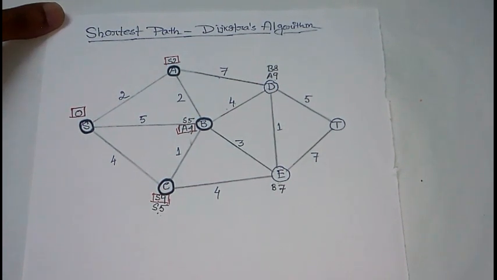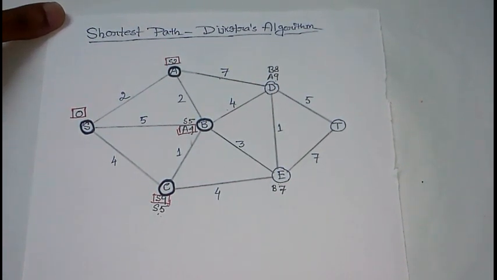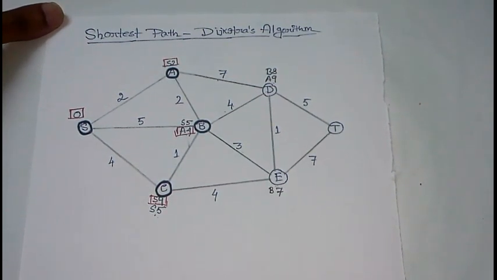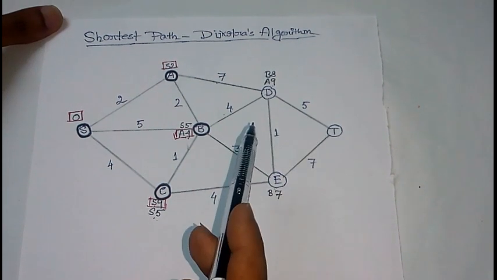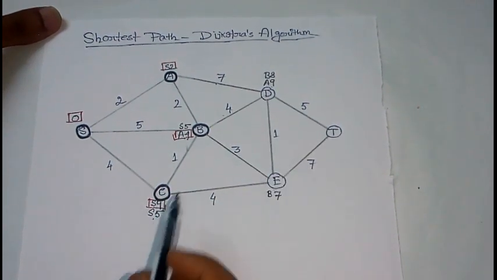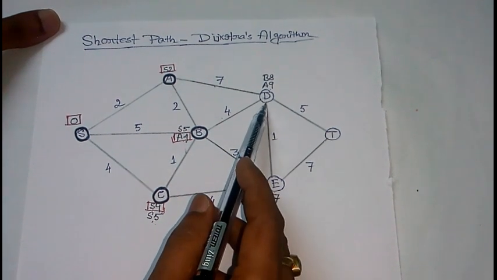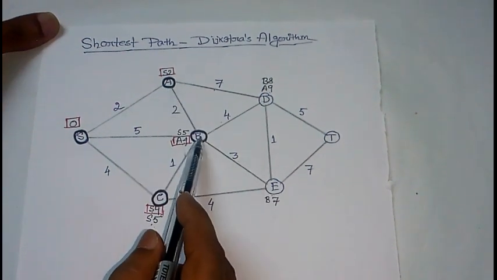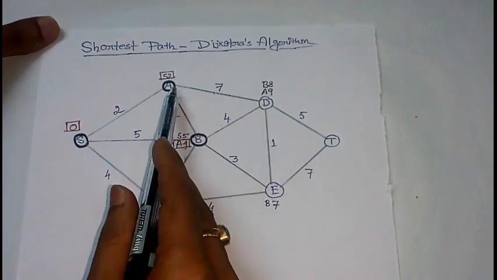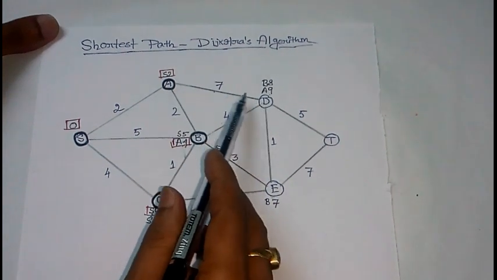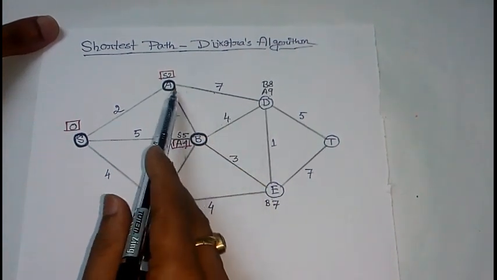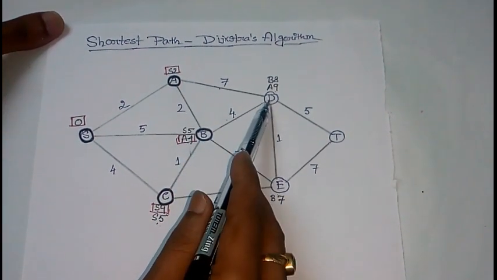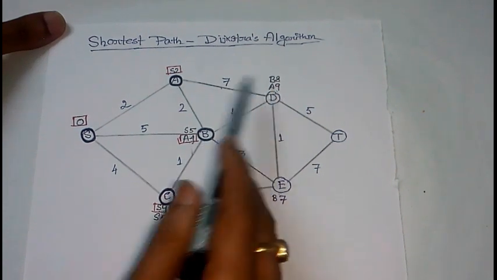Consider the next step. Here we shall find the distances of the vertices from the selected vertices, and here we see that there are 3 vertices left, D, E and T. So first of all, consider D. What are the adjacent vertices of D? There are 2 vertices A and B which are adjacent to D. So if we move from A to D, then the total distance is 9, that is A9, already given. If we move from B to D, then the distance should be B8, which is already given.